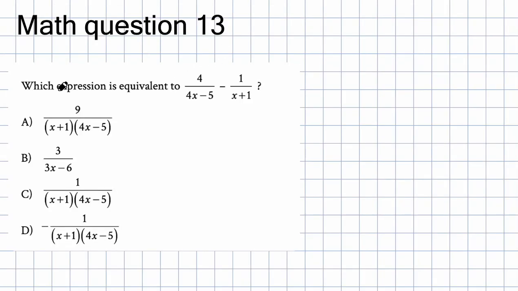Question number 13 is, which expression is equivalent to 4 over 4x minus 5 minus 1 over x plus 1? So we have to solve this and check which option is correct.